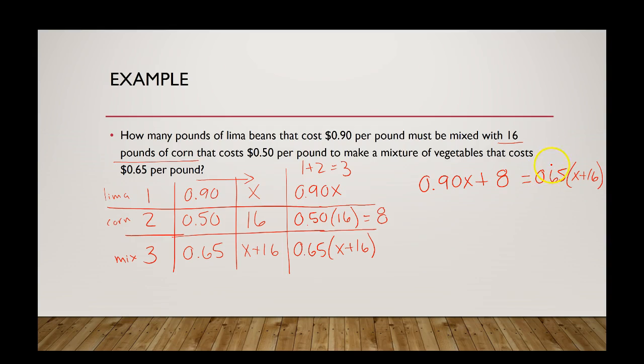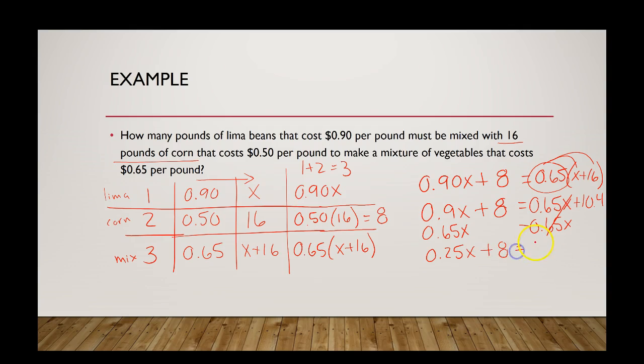All right, now let's go to solve it. So let's distribute here first. So I have 0.9x, I'm going to eliminate that second 0. So this would be 0.65x, and then 65 cents times 16 would give you 10.4. Now I'm going to get the x's on the same side. So I'm going to take this one over. So 0.9 minus 0.65 would give you 0.25x plus 8 equals 10.4.